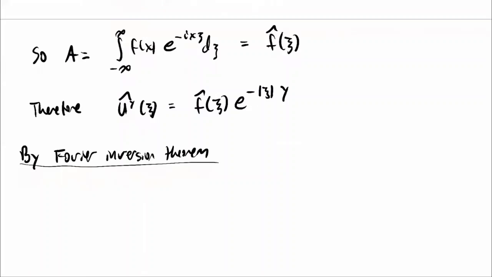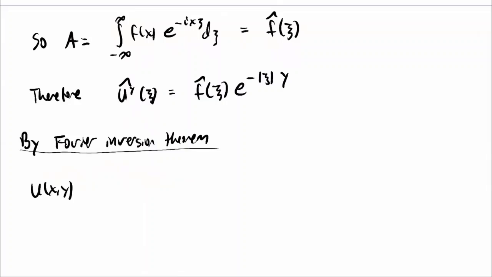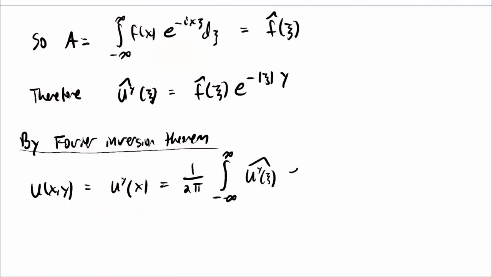Right. So my original function, or my solution u as a function of x and y, this is by definition u_y of x. This is just the notation. And so now applying the Fourier inversion theorem to this function, well, this is equal to 1 over 2 pi times the integral from minus infinity to infinity of the Fourier transform as a function with respect to x, evaluated at c, times e to the ixc dc, right? But we've just evaluated this function here, right? So now I can plug in.